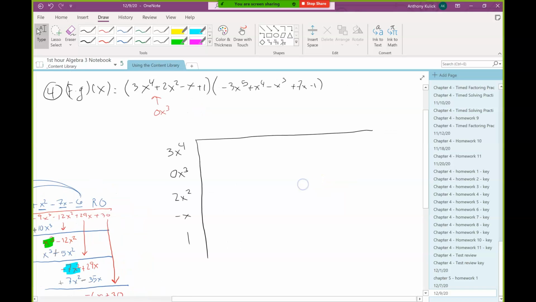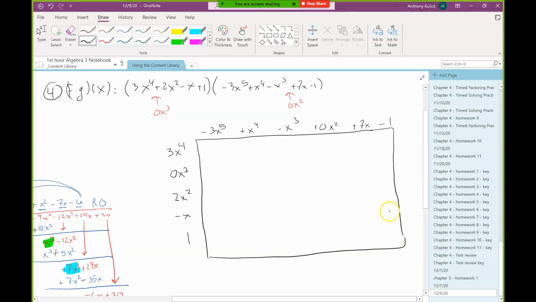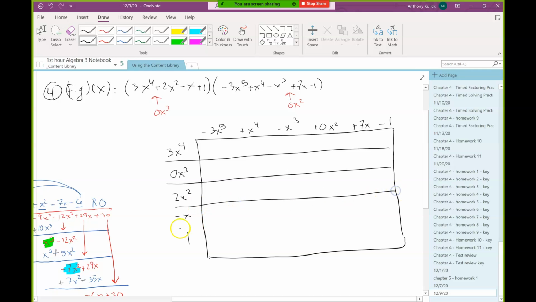And then on the horizontal part of the grid, I'm going to put the other polynomial. Notice there, though, that I don't have any x squared, so I'm going to make sure I put a 0x squared in that spot. And I'm going to just draw in some grid lines, and some other grid lines. So I'm just making a little box.